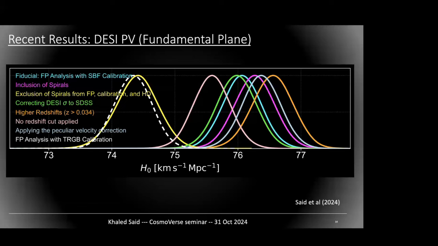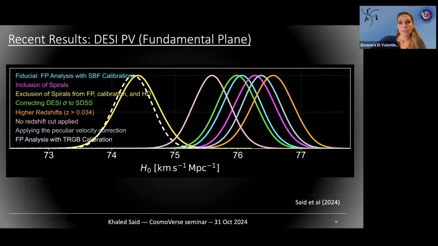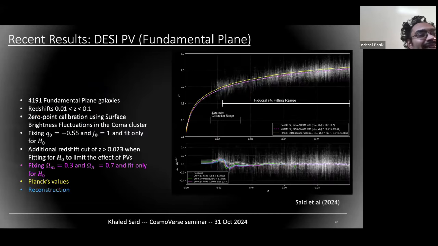Thanks. Thank you. Indranil? I was wondering, can you go to the slide where you showed that you fixed the q naught at minus 0.55? Yes. So here, I was wondering if you've done an analysis where you perhaps fix j naught, but you allow both q naught and H naught to vary.